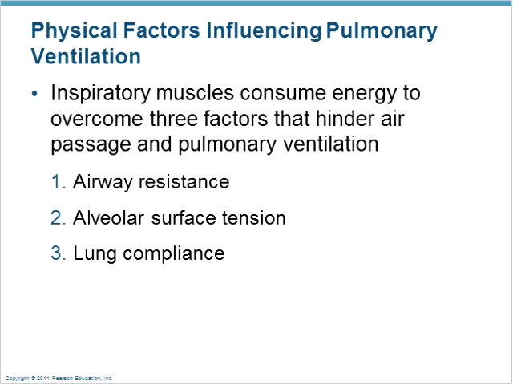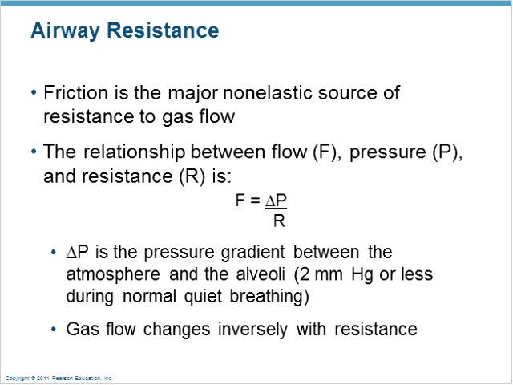There are several physical factors that influence pulmonary ventilation. Inspiratory muscles consume energy, or you have to do work, to overcome three factors that hinder air passage and pulmonary ventilation. One is airway resistance, the resistance to air movement, the alveolar surface tension, and finally lung compliance, the elasticity of the lungs proper. Airway resistance: friction is the major non-elastic source of resistance to gas flow.